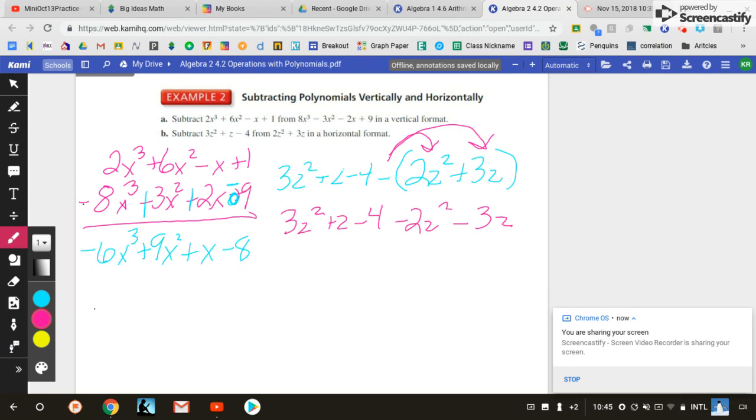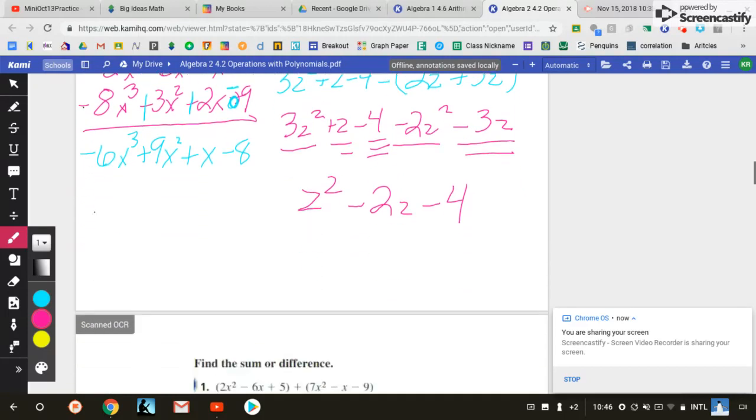After you distribute it, then you just combine like terms. So I have a 3z squared minus a 2z squared, which is a z squared. Then I have a z minus 3z, so that's going to be a minus 2z. And then I have a negative 4 with no other constant. So I just leave that as the negative 4. And there you go. That's it. So now pick your method, either vertically or horizontally. Just remember to distribute that negative regardless of which way you do it.